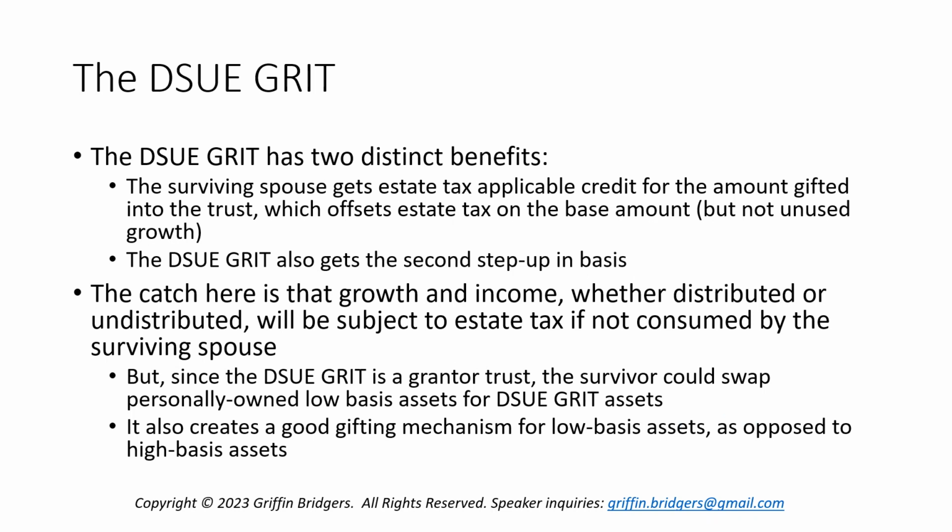One is that the surviving spouse gets to use their estate tax applicable credit for the amount gifted into the trust, regardless of whether they retain an interest in it. So they still get credit for the DSUE applied as applicable gift tax credit. And then we also get a second step up in basis through that DSUE GRIT, because the GRIT feature means it will be included in the gross estate as well.